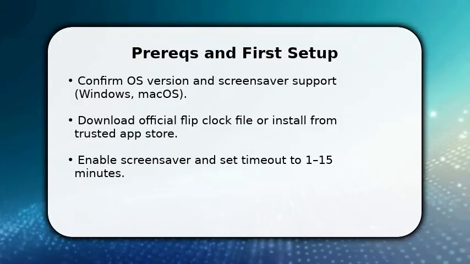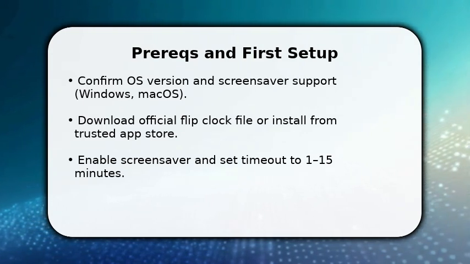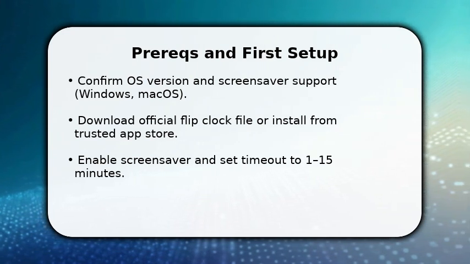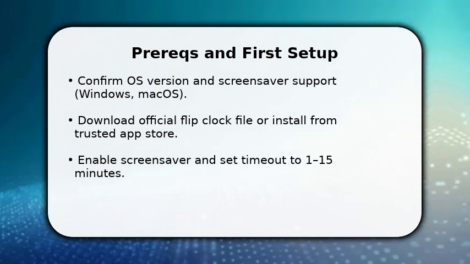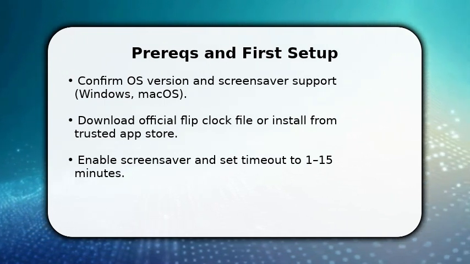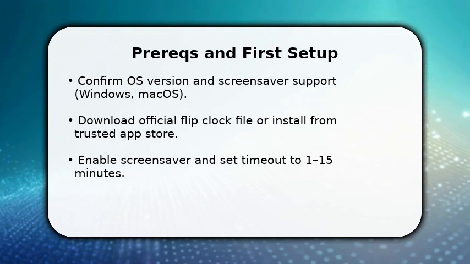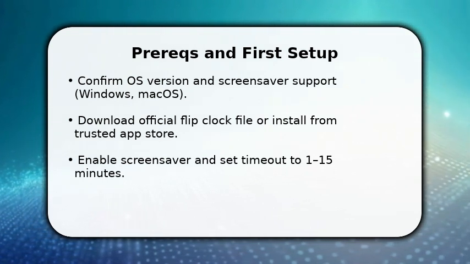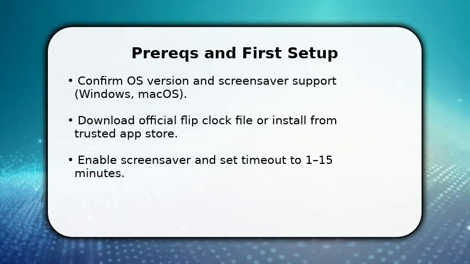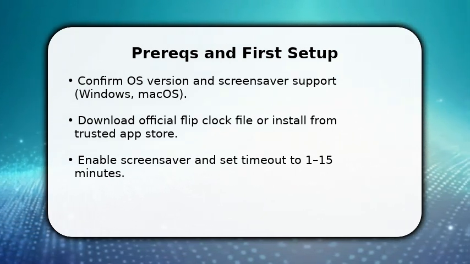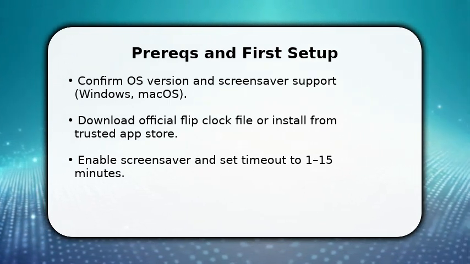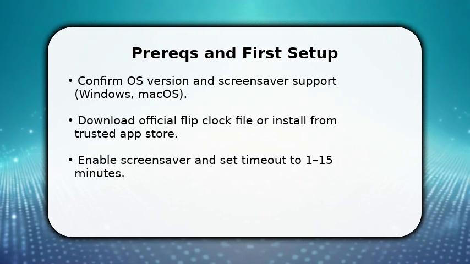You'll start by checking prerequisites. Make sure your OS supports custom screensavers and that you have admin rights to install. Once confirmed, download the FlipClock screensaver package from a trusted source or install the App Store version. This prevents corrupted files. Next, open display or screensaver settings and enable screensavers so the system will run one after the chosen idle time. Finally, set a short timeout like 15 minutes so you can test changes quickly without waiting.